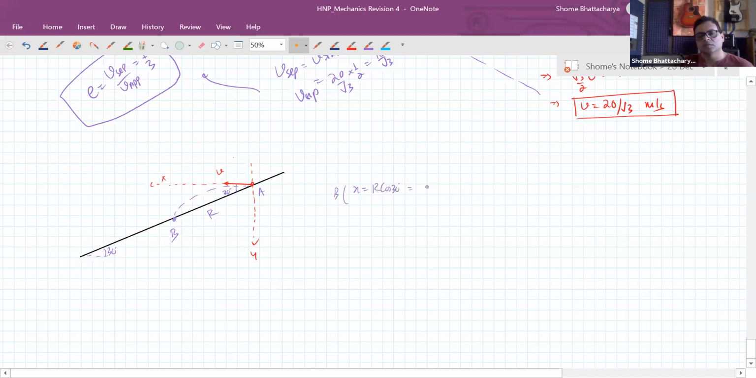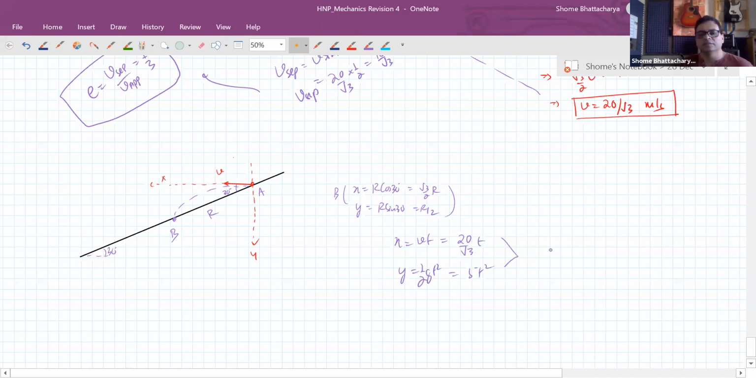So that is root 3 by 2 r, and y coordinate as r sine 30 is r by 2. And our projectile equation is such that x should be equal to vt. So that is 20 by root 3 t, and y should be equal to half g t square. So that is equal to 5t square.